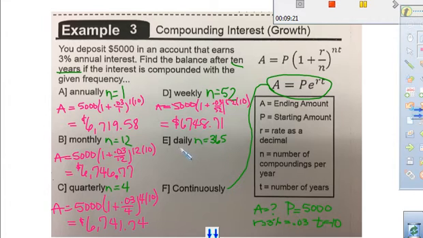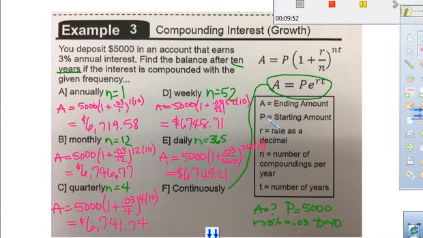Alright, now daily, let's think it's probably going to go up a little bit more again. 5,000 times 1 plus 3% divided by the 365 times being compounded, to the 365 times 10, and we get 6,749.21.